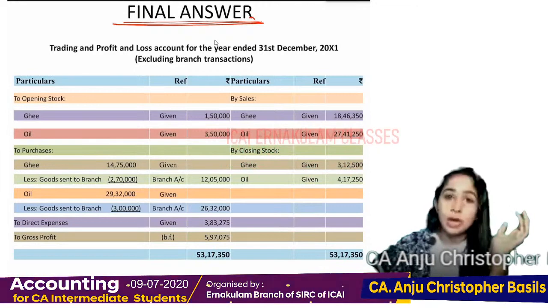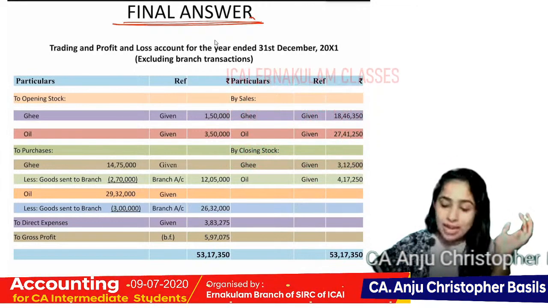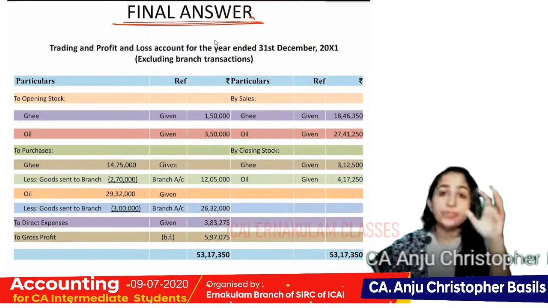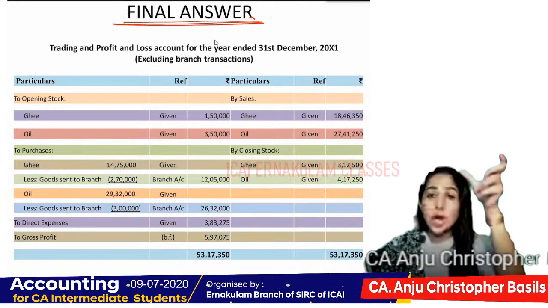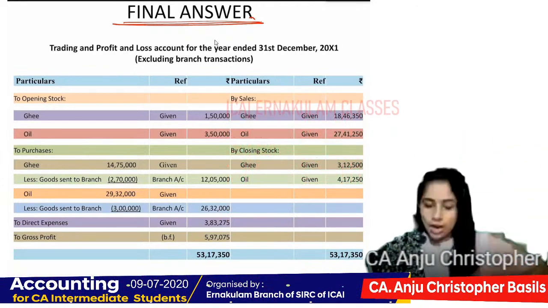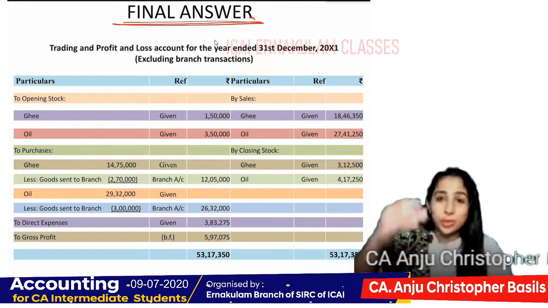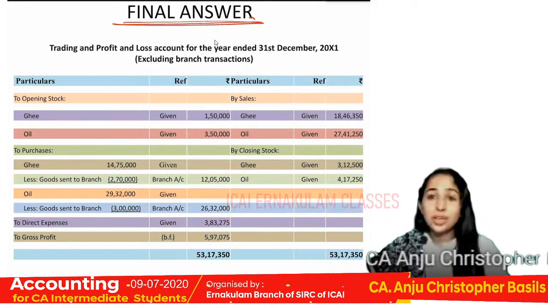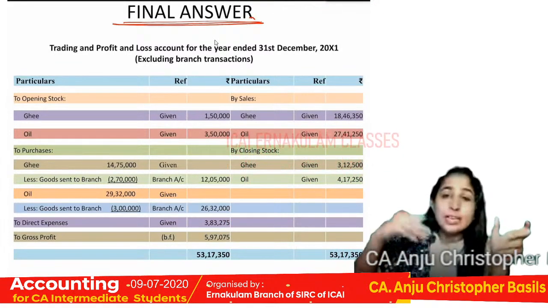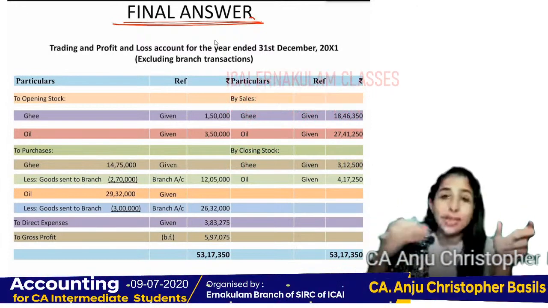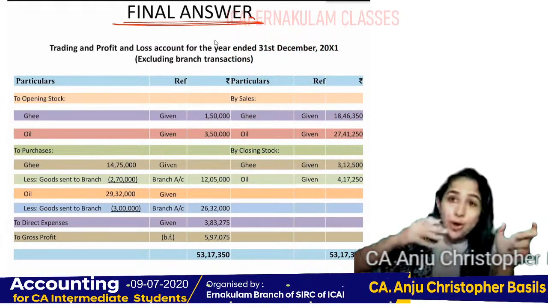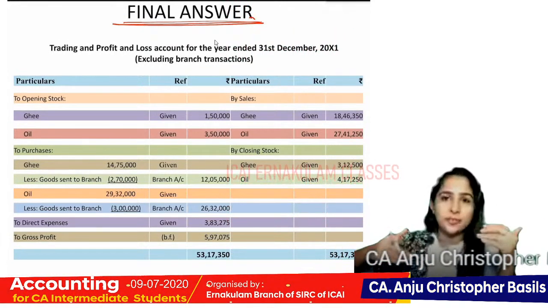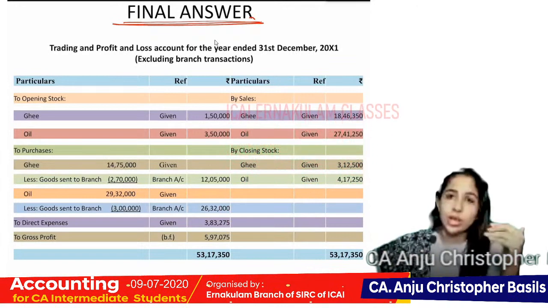So listen. The opening balance is given straight to you in the question. The total purchase is given. From the purchases, the amount which you have transferred to the branch, you will have to eliminate. You will have to reduce this figure from the total purchases, because that amount is not available with the head office for making sales. So how much stock they have transferred to the branch, you will have to eliminate from the purchases of the head office. Similarly, for ghee and oil you will have to do it.